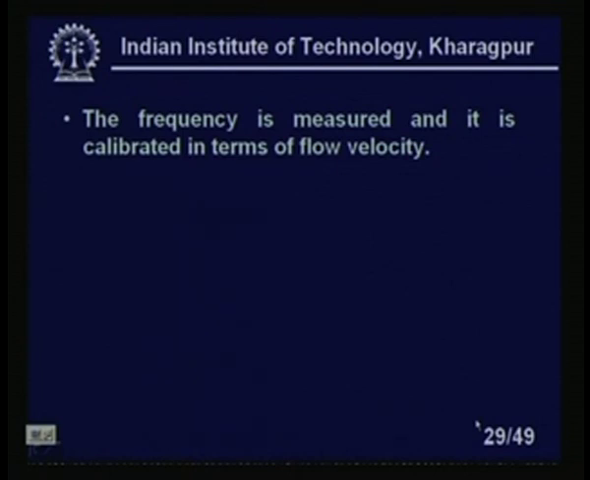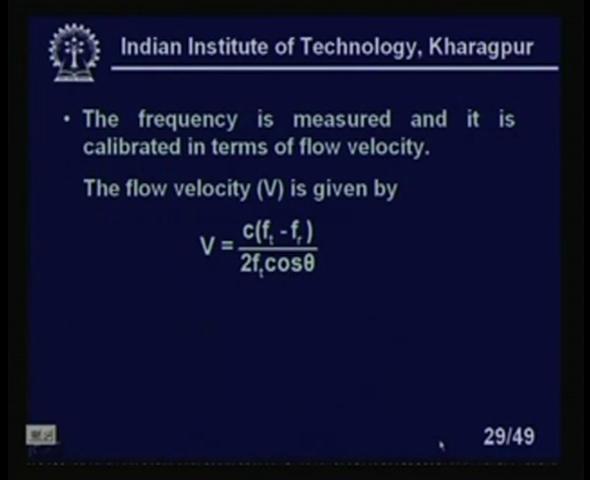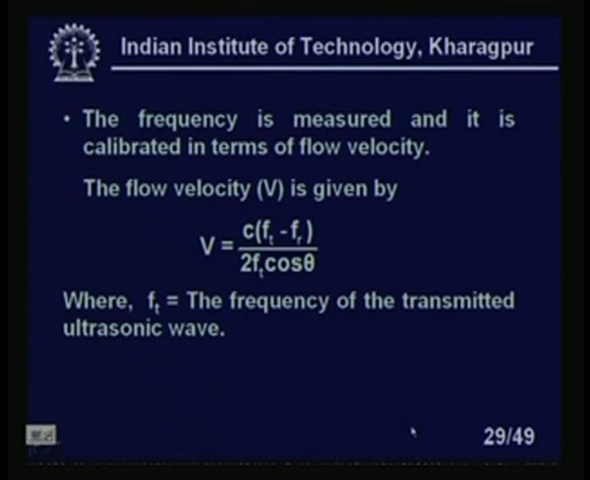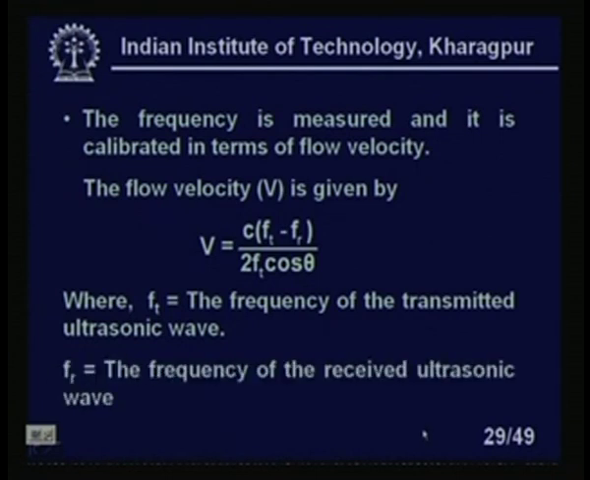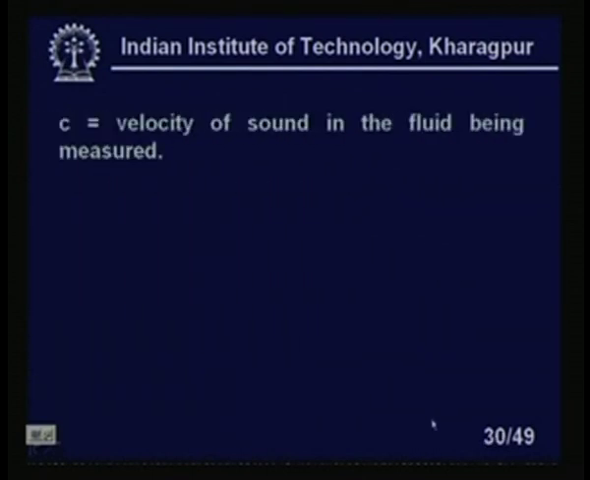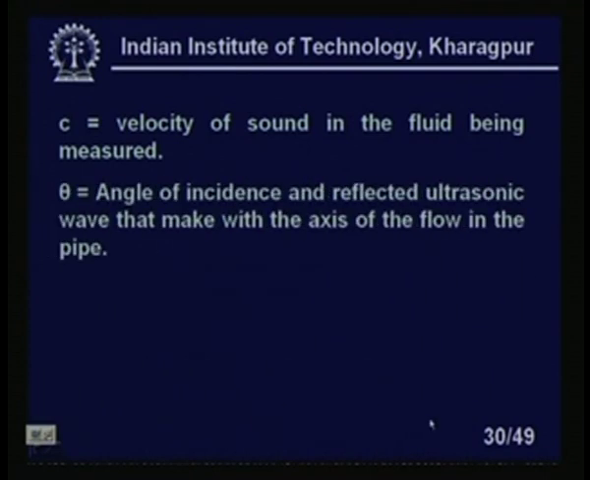The flow velocity v is given by c (ft minus fr) divided by 2 ft cos theta. What are those legends? Ft is the frequency of the transmitted ultrasonic wave, fr is the frequency of the received or reflected ultrasonic wave, c is the velocity of sound in the fluid being measured, and theta is the angle that the incident and reflected ultrasonic wave make with the axis of the flow in the pipe.